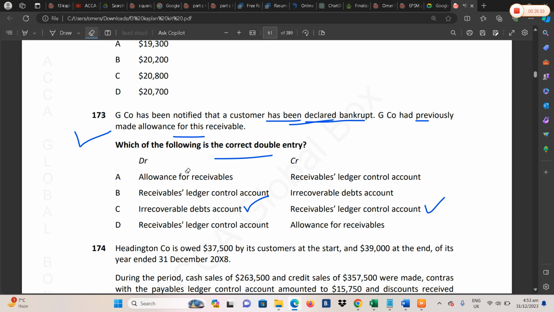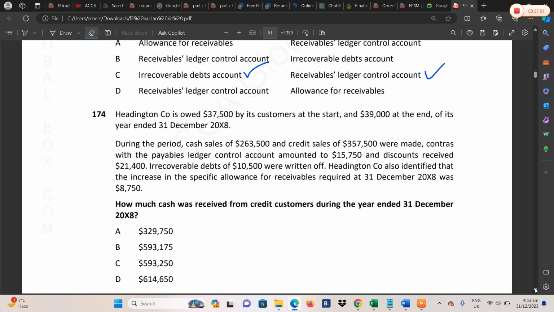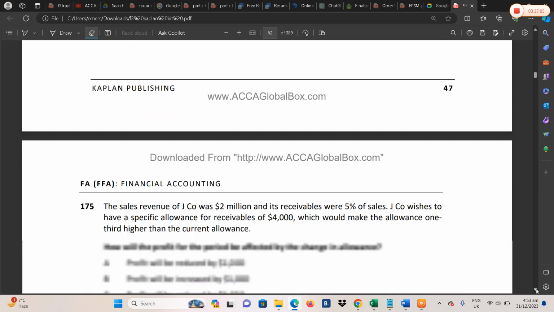You will pass this double entry, but you need to do it separately. But here in this question, they need the double entry for when the bad debts were confirmed, that the customer was declared bankrupt. So debit bad debt, and credit receivables. I'm sorry for the confusion, but this is the right answer, as explained. Okay, so now let's move on to the next question.